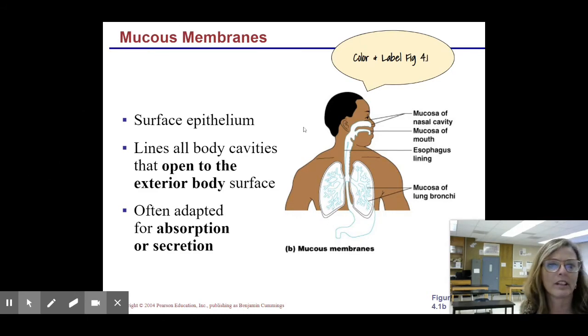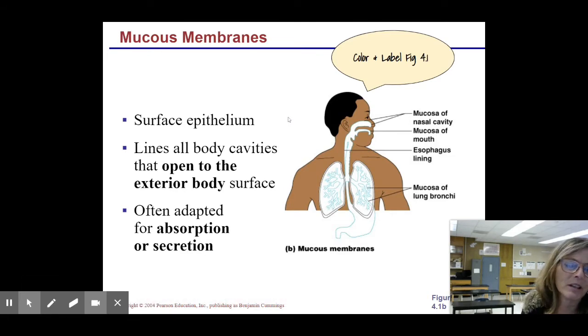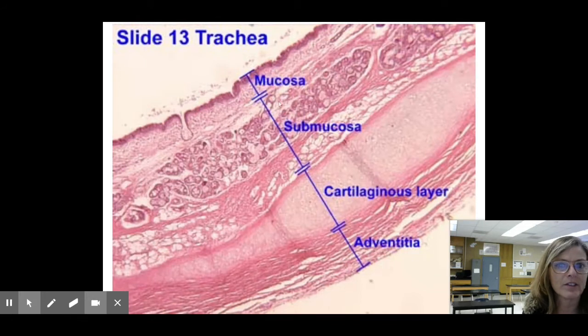these different membranes. Mucous membranes are always open to the outside, so your nose and your mouth go into your respiratory and digestive tracts, your reproductive tract, urogenital tract. Those all are covered with mucous membranes. They have surface epithelium, and they're often designed for absorption and secretion. So you're going to find a lot of simple squamous cells that secrete fluids, cuboidal cells, columnar cells, specialized cells for doing those things. Here's an example of a mucous membrane.